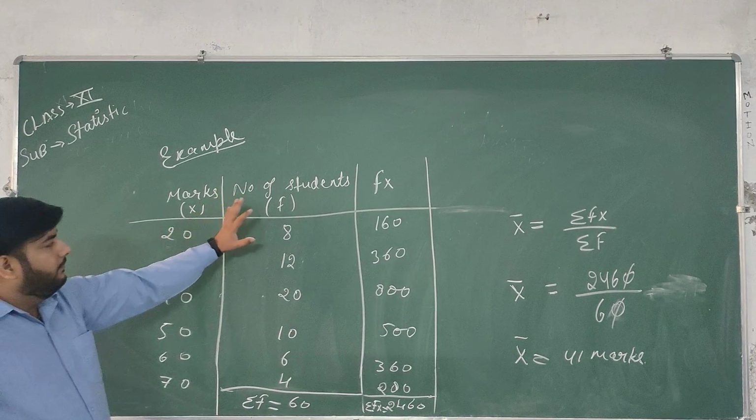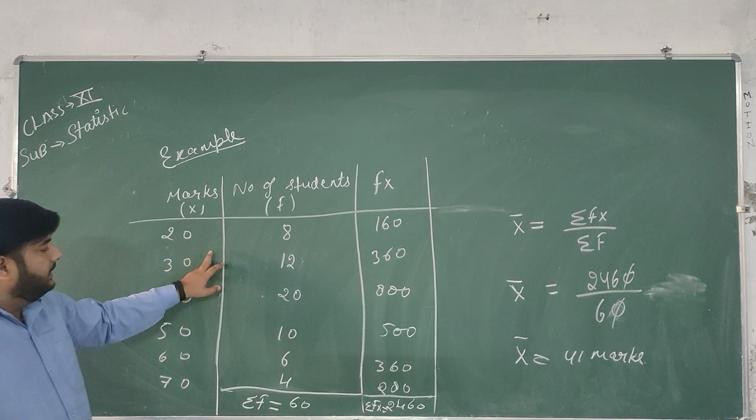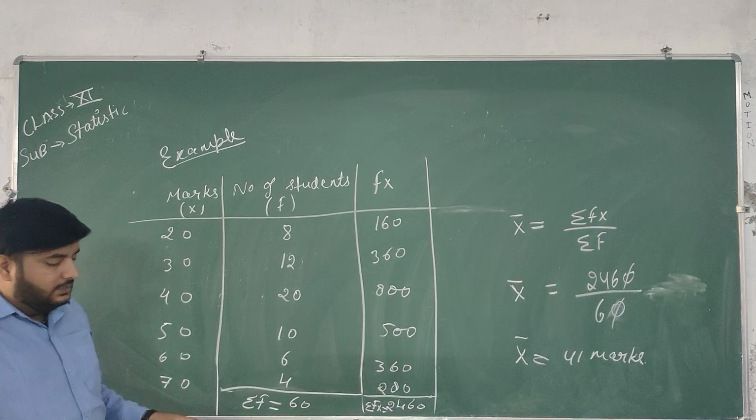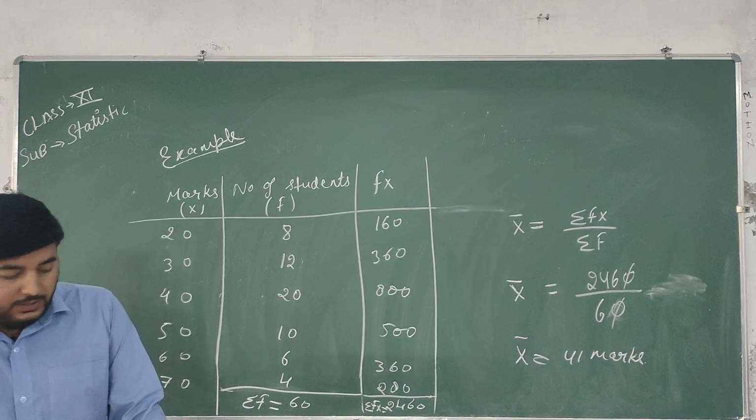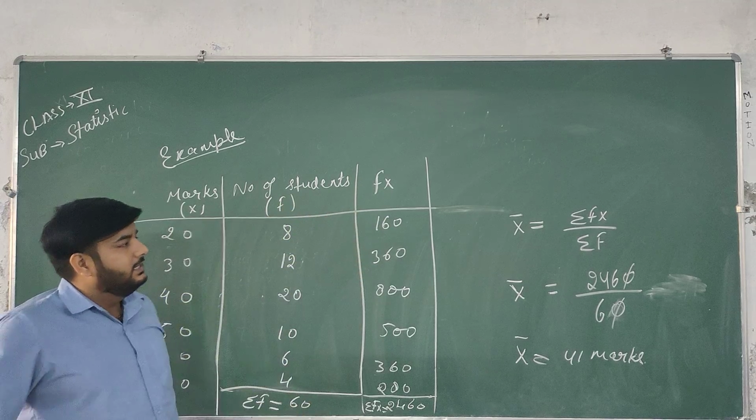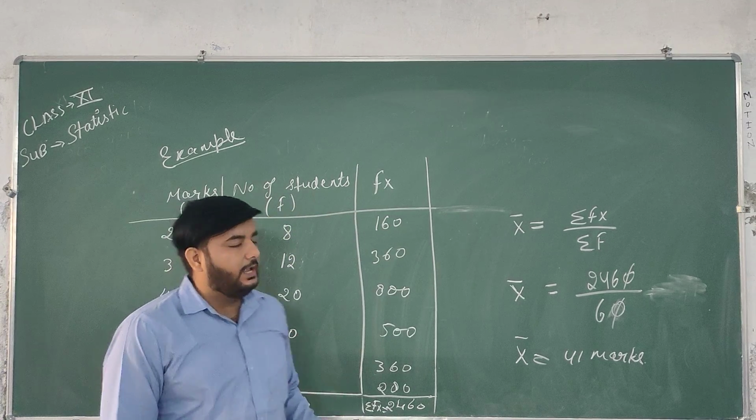So this is a method of calculating mean by the direct method under the discrete series. Okay. So next lecture we continue the shortcut method and the step deviation method. For today it is sufficient. Thank you class.